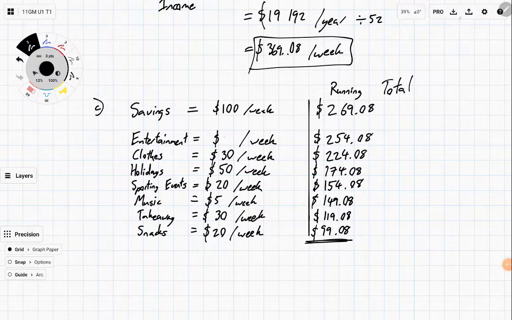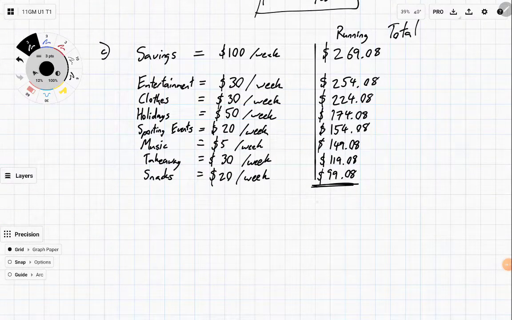So that's an increase of 15. So let's subtract off 15. So our new running total, let's not get rid of that. Our new running total is $84.08. I think the sporting events could definitely go up to say $40 per week. Actually, no. Let's do the what did I have? $20 per week.